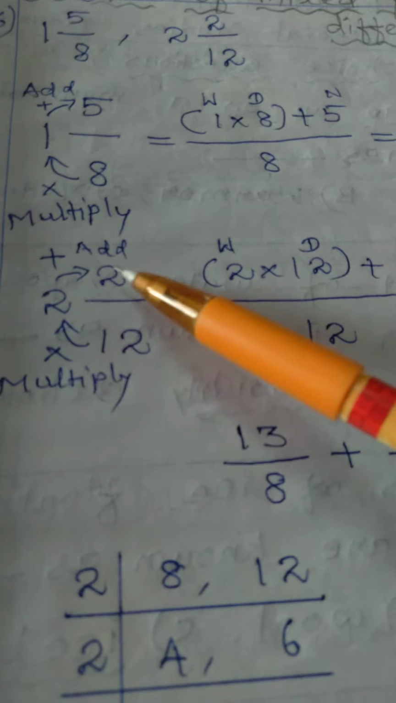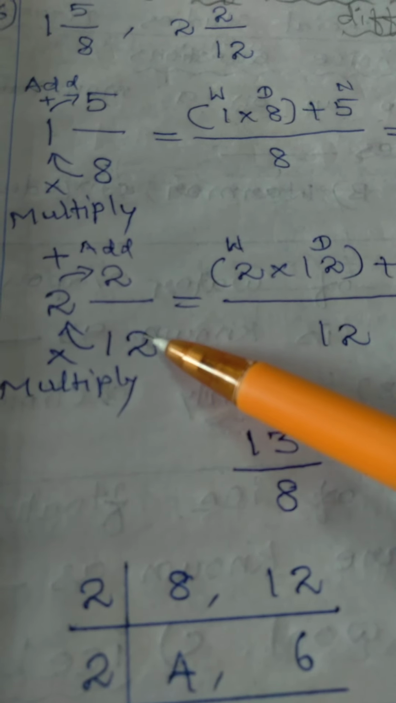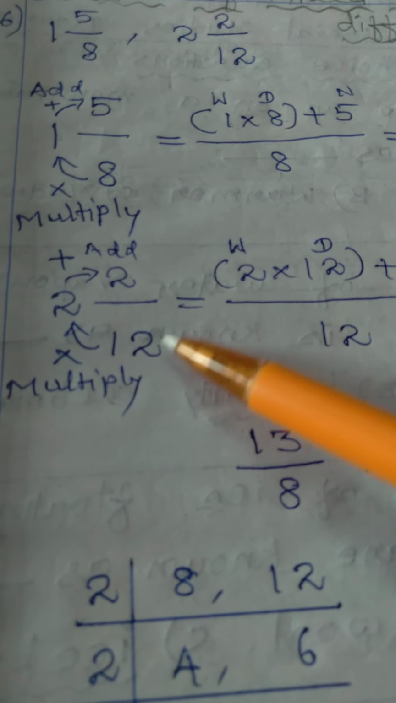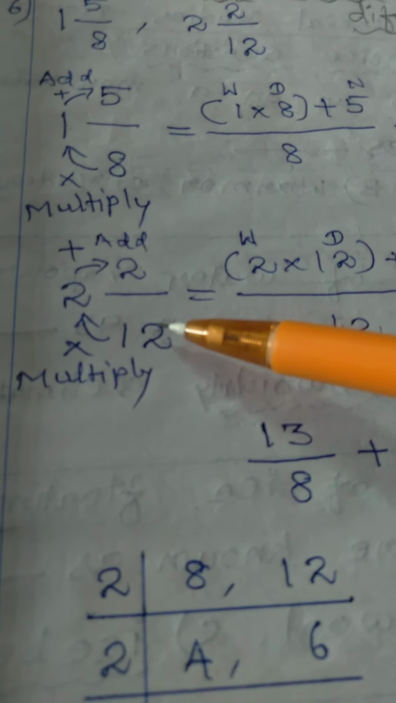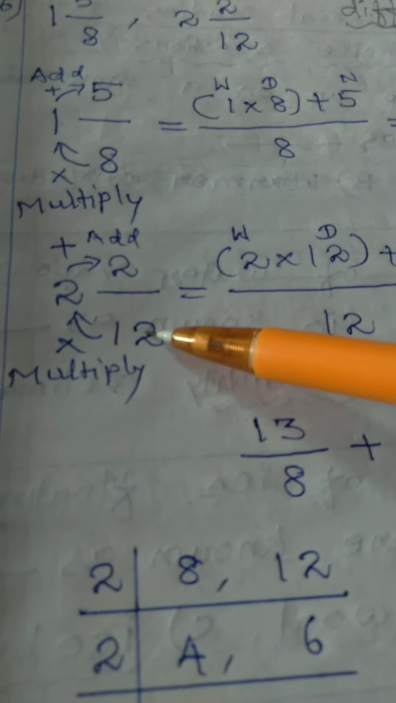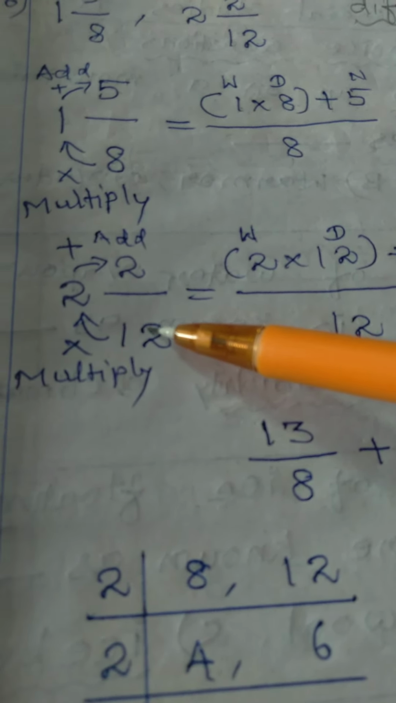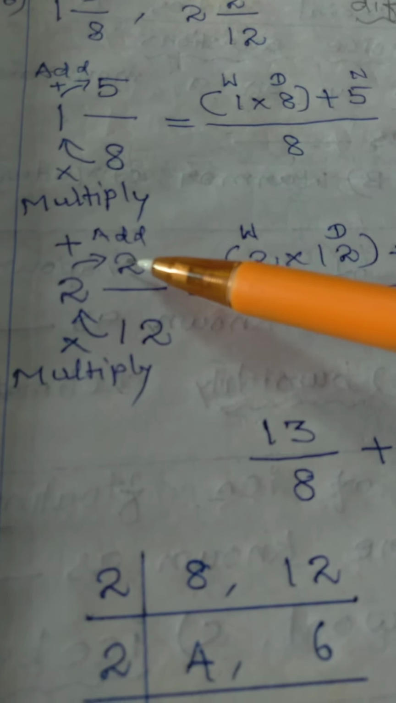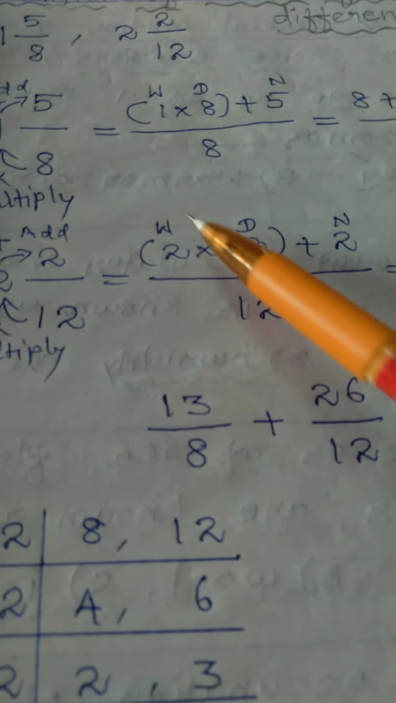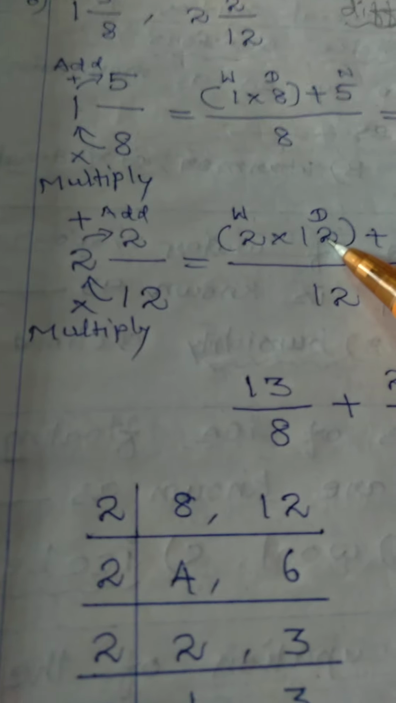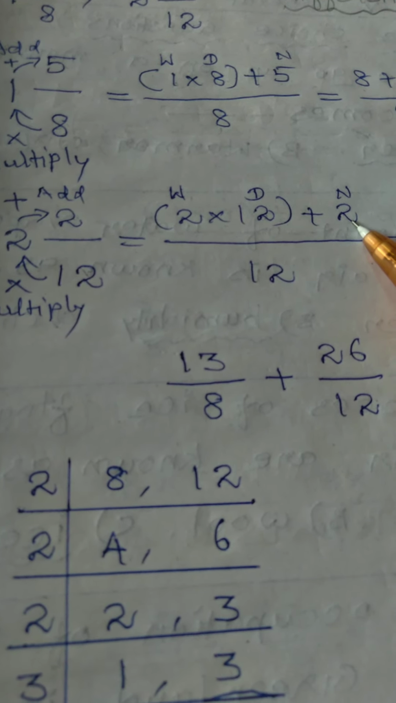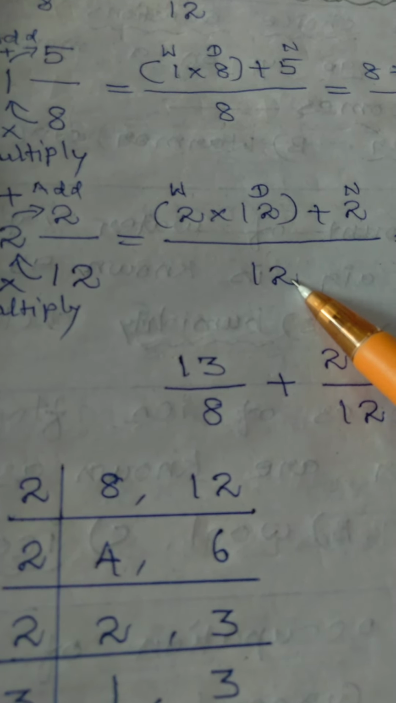Here 2 is the whole number, this 2 is the numerator, and this 12 is the denominator. First step, we have to convert this mixed fraction into a fraction. First, we multiply the whole number and the denominator, then we add the numerator. 2 into 12, where 2 is the whole number and 12 is the denominator, plus 2, the numerator, by denominator 12.